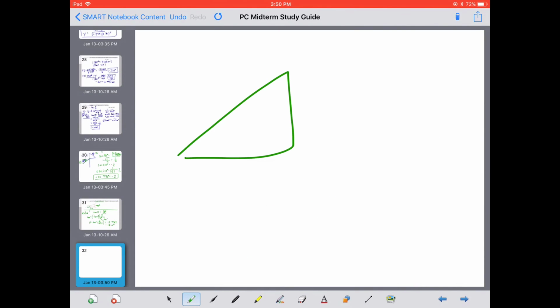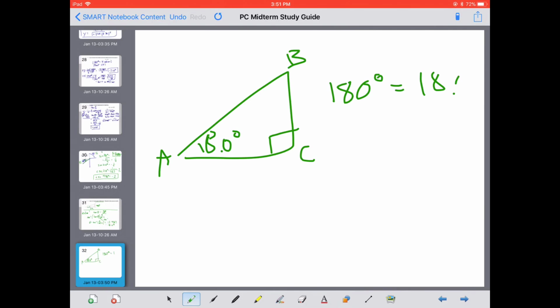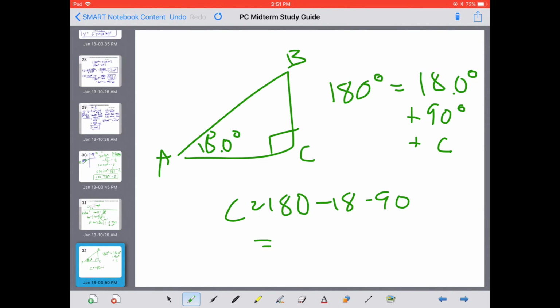If I draw our triangle again, we have a right triangle. This one is 18.0, and we want to find out what our other angle is. We could use trigonometry again, but the far easier way is to say the triangle angles all add up to 180. And we know one is 18.0, another one is 90, and the last one is C. So we can solve for C by doing C is equal to 180 minus 18 minus 90, and that means we get 72 as our final answer.